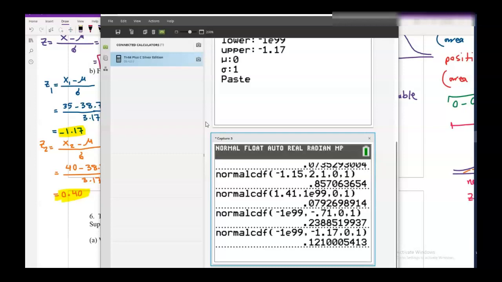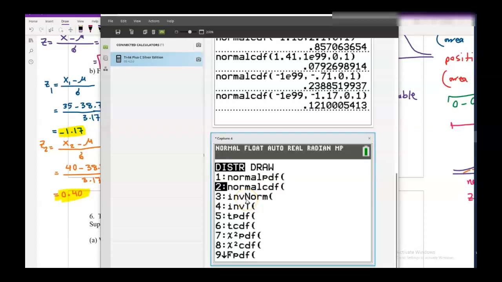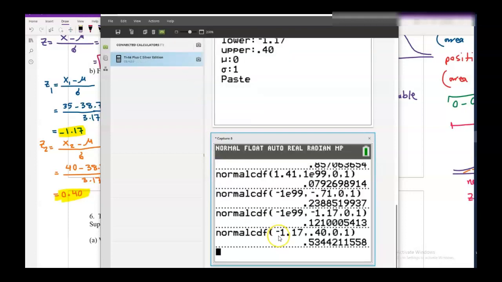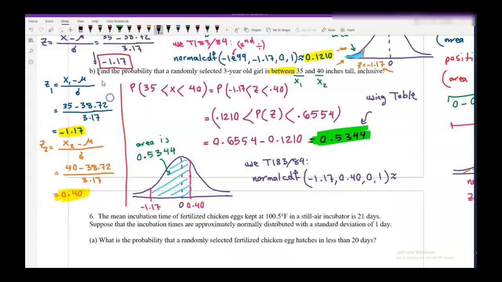Again, second was normal CDF. Enter. For lower, negative 1.17 and upper 0.4. So this is what we have. Now enter, enter, enter. Here is the answer after running: 0.5344.